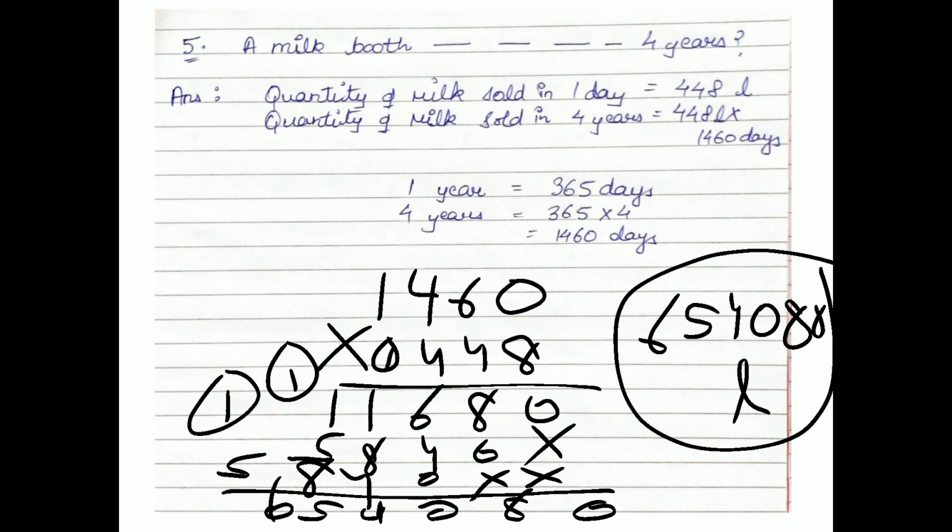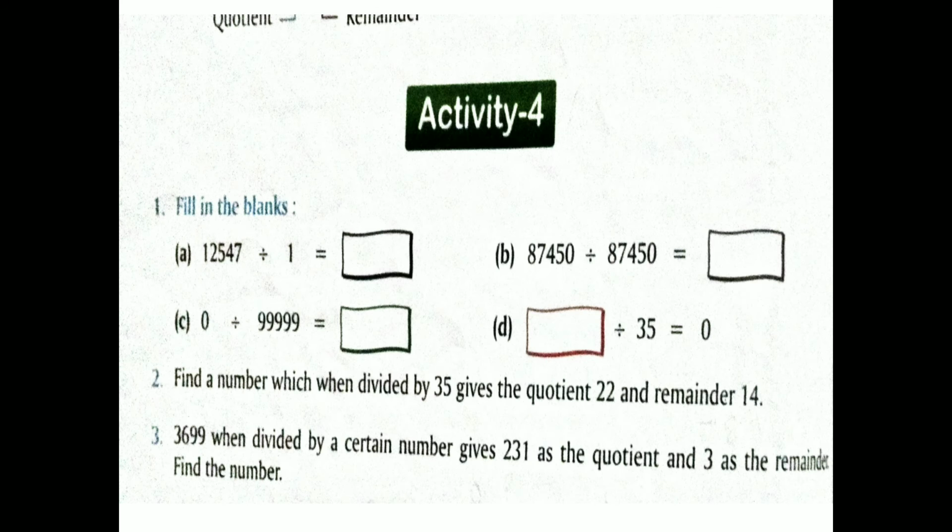Now students, we do the next activity, activity 4. Activity 4, question number 1 is very easy. In this you have to write the answer in the box only. 12,547. If you divide it by 1, what answer will come? You will get the same number, 12,547.